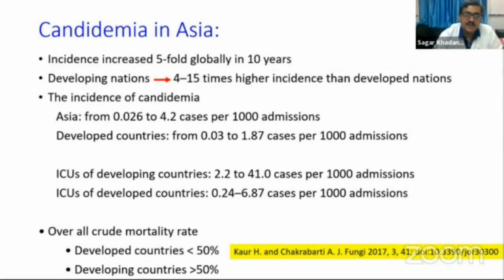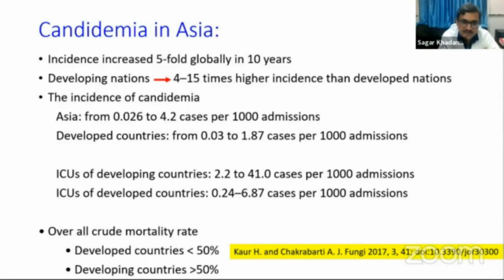What about candidemia in Asia? Incidence has increased around fivefold in the last year. Developing nations have a 4 to 15 times higher incidence than developed nations. So Asian nations like India have a higher prevalence. All these candidemia or invasive fungal infection rates are probably underestimated, and there would be a huge number if we really did some sort of survey.